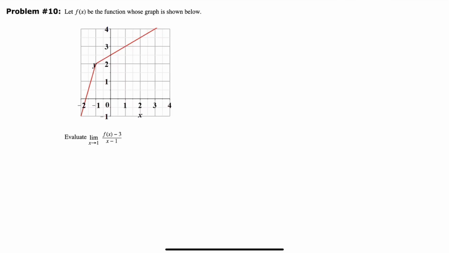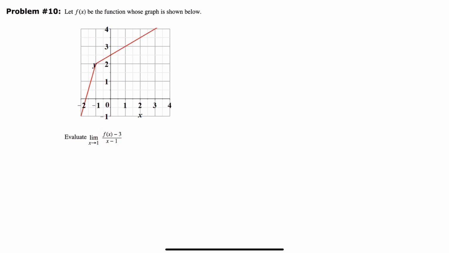Okay, so this question was a commonly asked question. This says, let f of x be the function whose graph is shown below. And we see that this graph is made up of two linear segments, one that goes like this, and then one that continues on from this point to this point onwards. And we're told to evaluate the limit as x approaches 1 of this function right here.